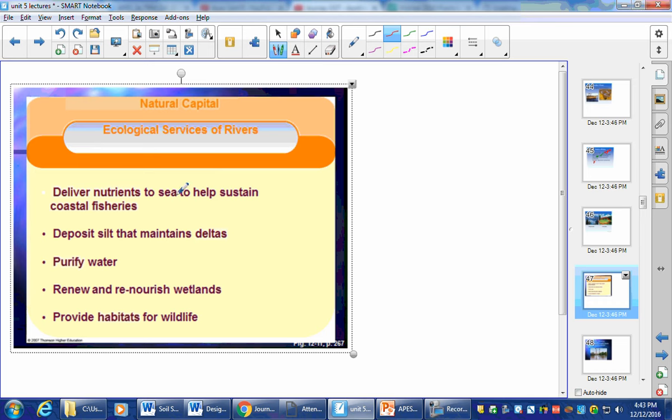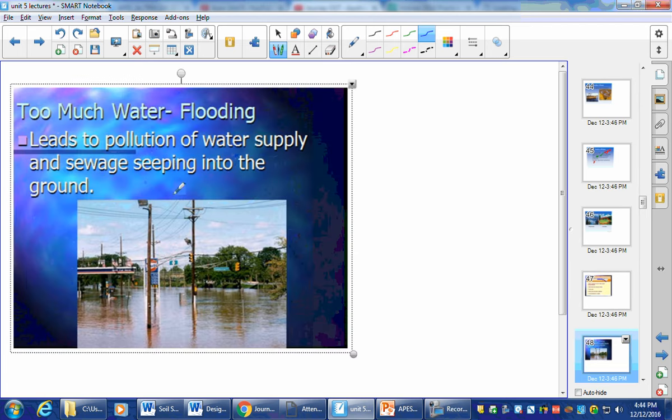Natural capital of rivers: delivers nutrients to the sea and helps sustain coastal fisheries. So just think, all the nutrients that end up in the sea come from land, right? And where does that stuff come from? The soil. It comes from things that die in there. It deposits silt that maintains deltas. They purify water, renew and re-nourish wetlands, and provide habitats for wildlife. So keep these things in mind. Anytime you see services, these are things that are going to be asked about biodiversity and ecosystems. So make sure you know those.